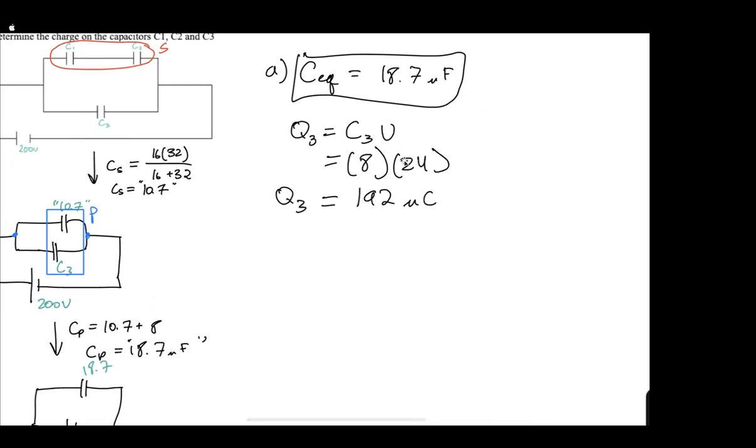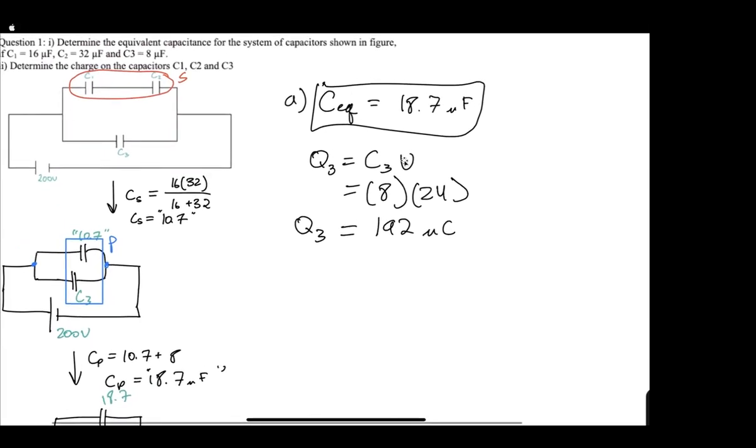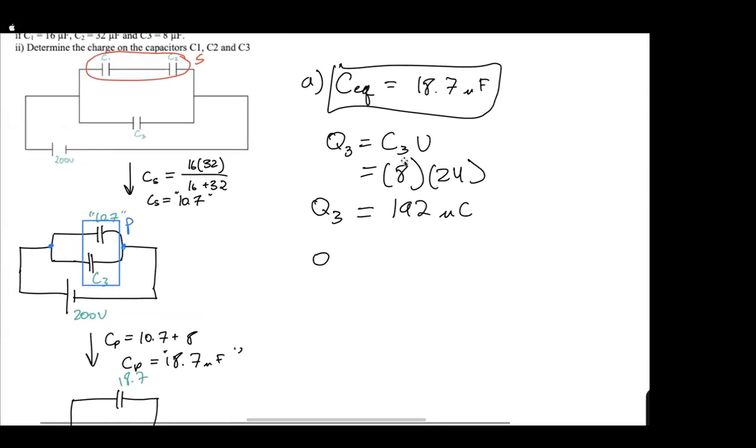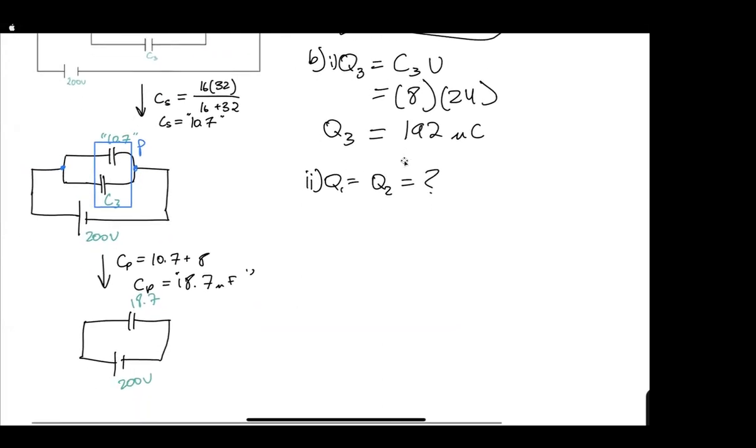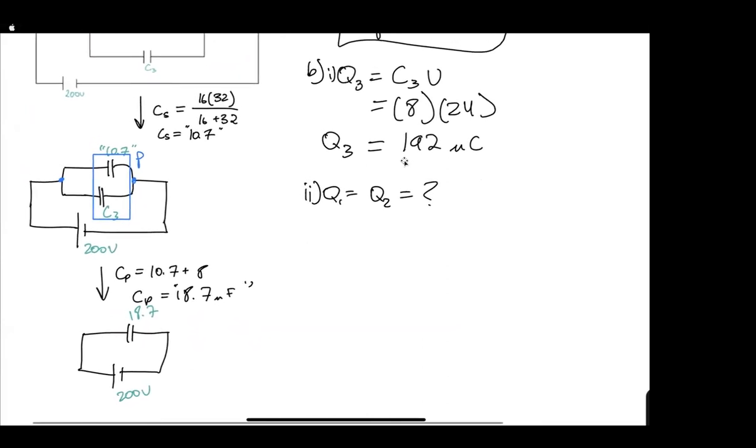And the harder one here is with those two that were previous. Well, they're in series, so we know the charge of them is the same. So we'll say Q1 is equal to Q2, but we don't know what that's equal to yet. So to find that, we're going to first need to work a little bit backwards.